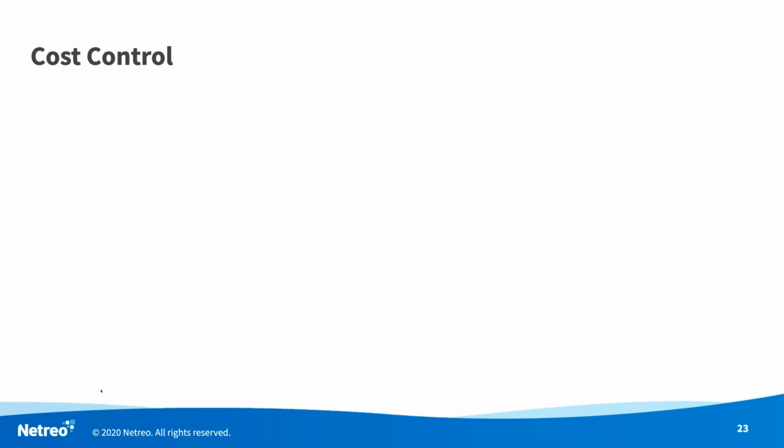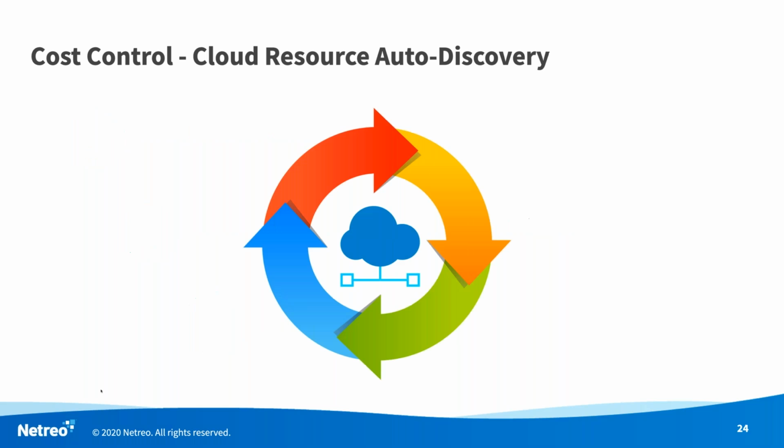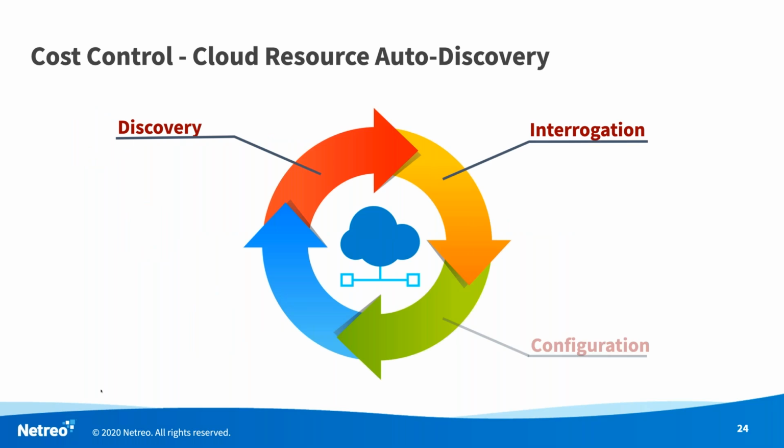So there are three aspects of cost control that I want to focus on here. The first is cloud resource auto discovery. The second is automated response and scheduled actions. And then finally, I want to get into the idea of resource orchestration. I'm going to elaborate on all three of these for a quick second here. So the first is auto discovery.